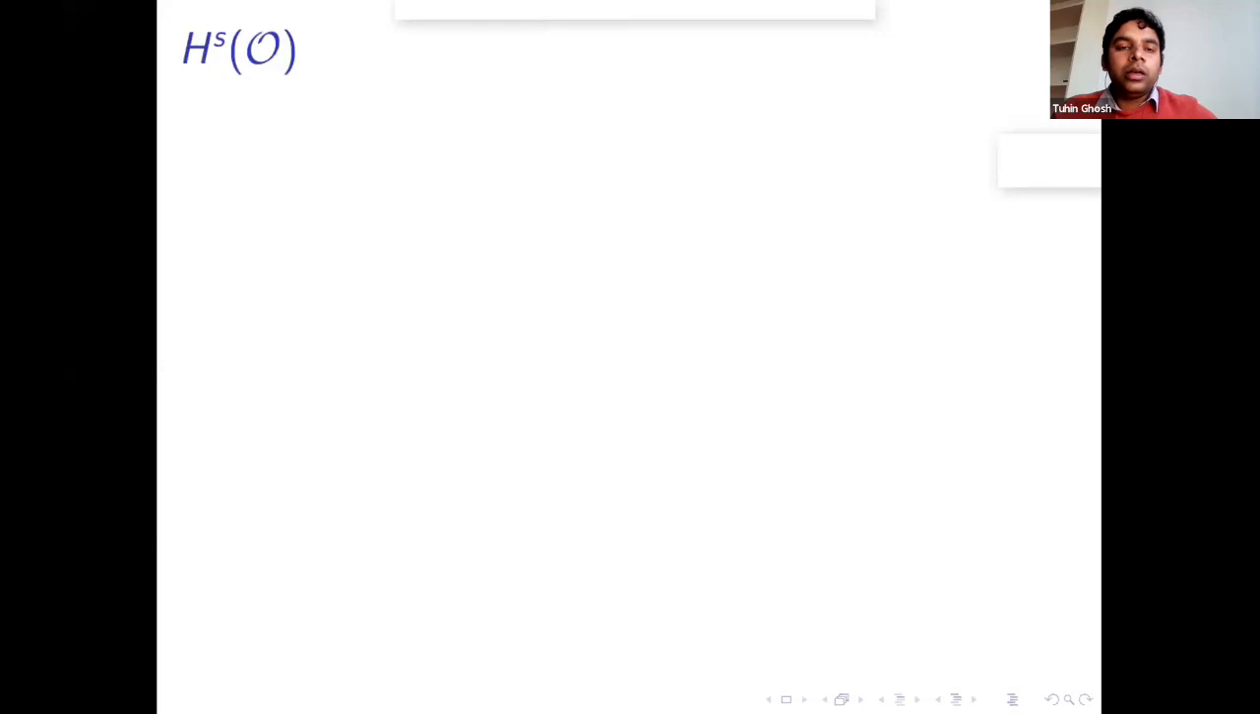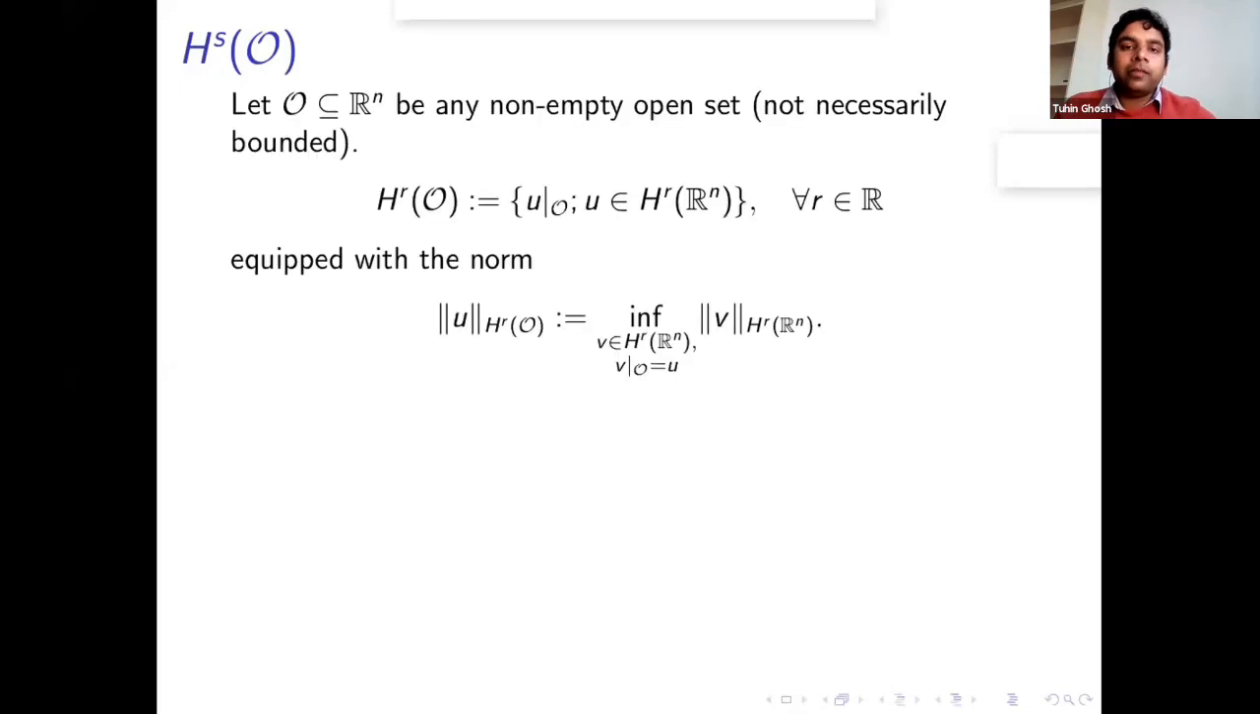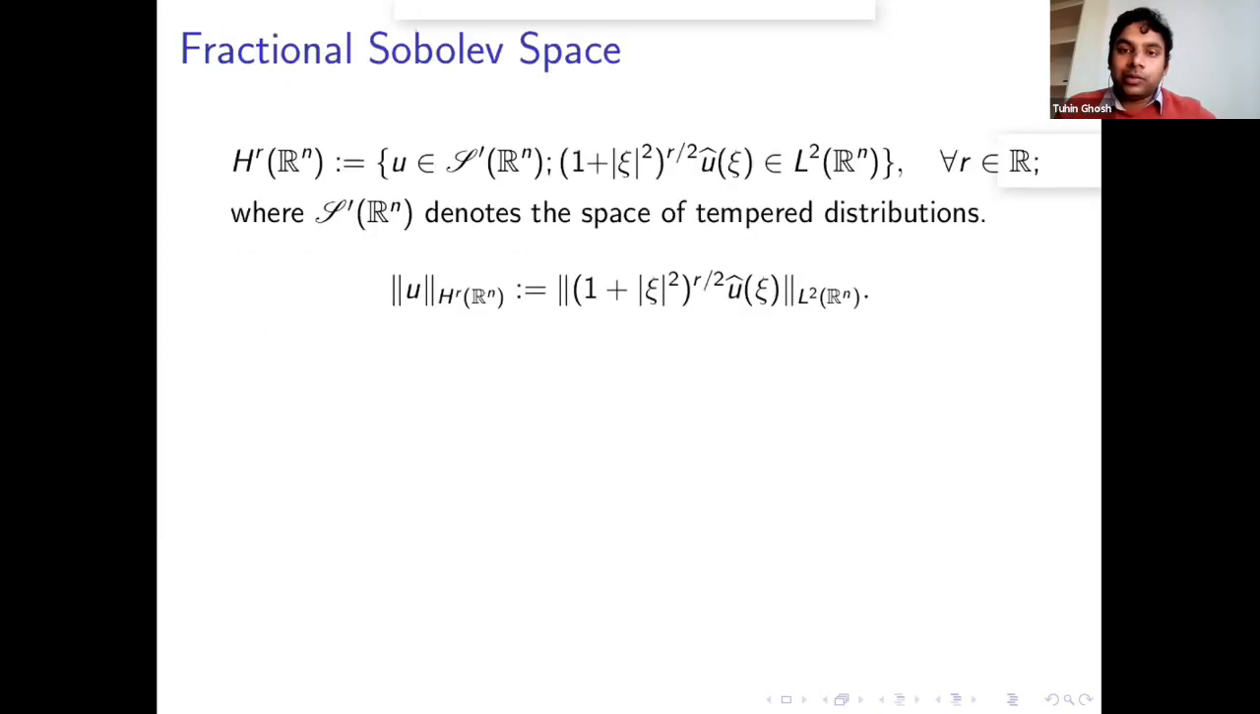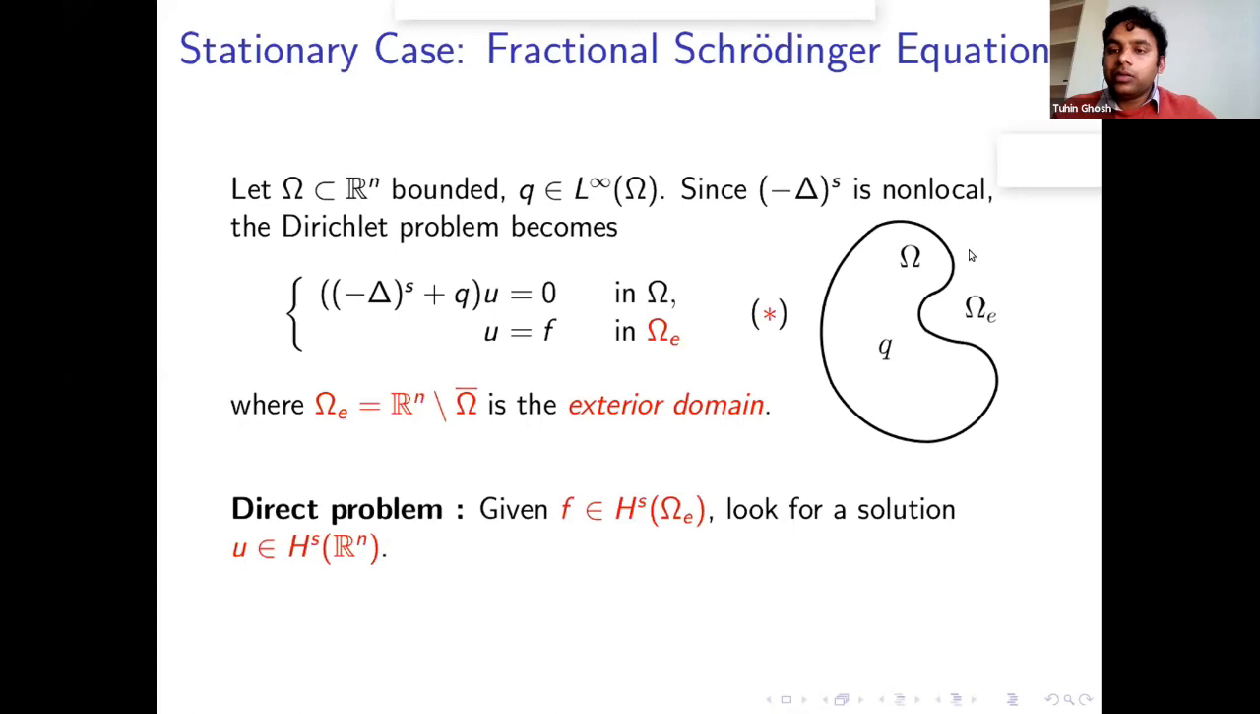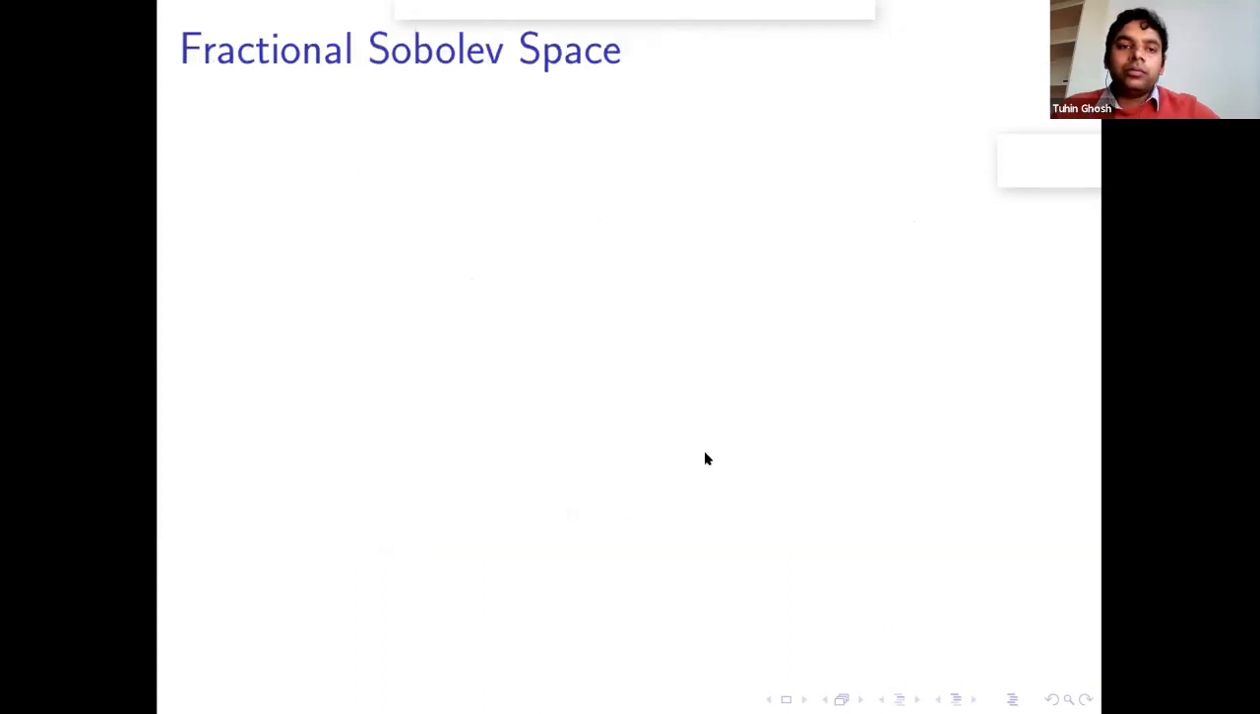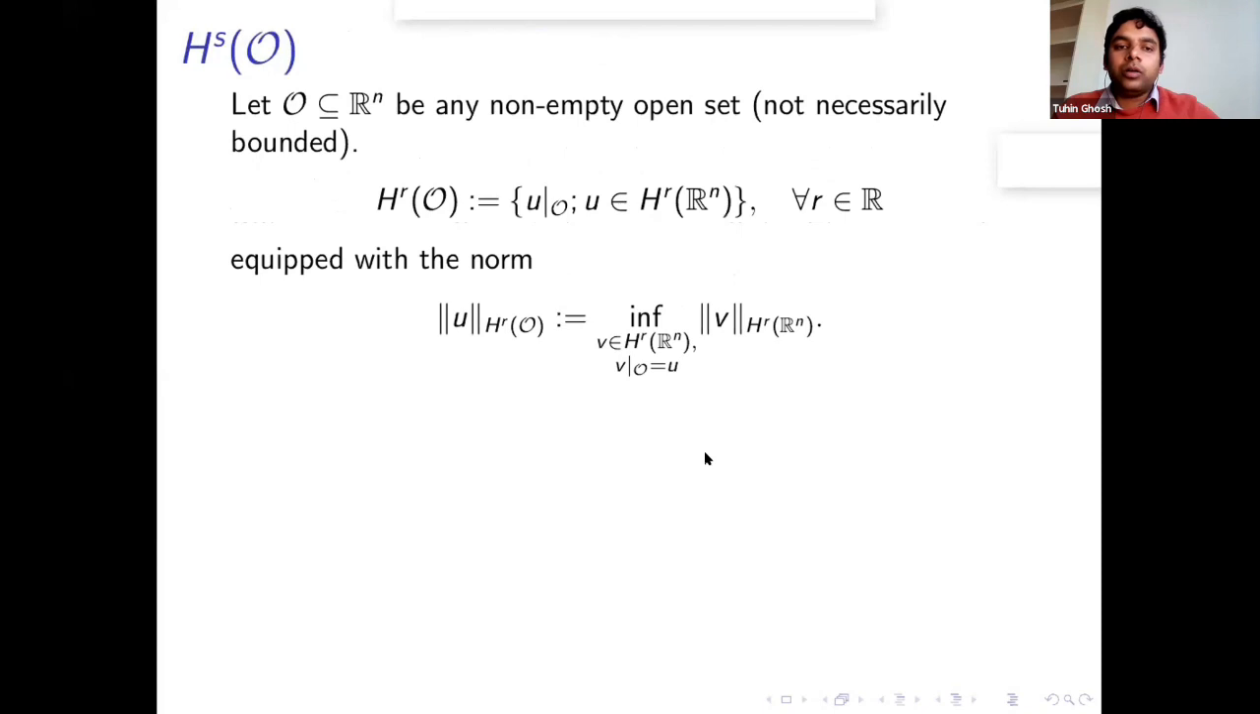Okay, so then the question is, what is H^s(O)? O is any open set. First we defined for R^n, and now we're talking about any non-empty open set. It need not be bounded; here it has to be unbounded, because Ω_e is always unbounded. In the picture Ω looks bounded, so Ω_e is unbounded, and F is taken from H^s of Ω_e. So you have to take care of all possible non-empty open sets.